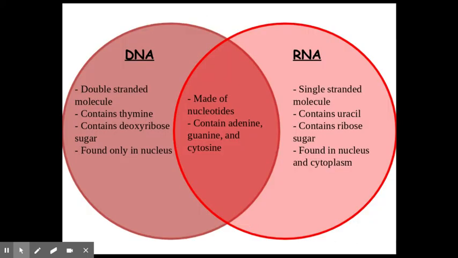So here are some of the common differences between the two. You have your DNA, which is double stranded. It contains thymine, it contains the deoxyribose sugar, and it's found only in the nucleus. Your RNA is single stranded. It contains uracil, it contains ribose sugar, and it's found in both nucleus and cytoplasm.